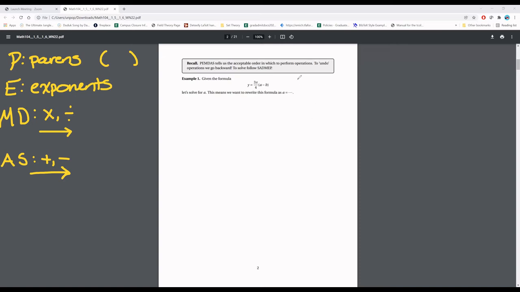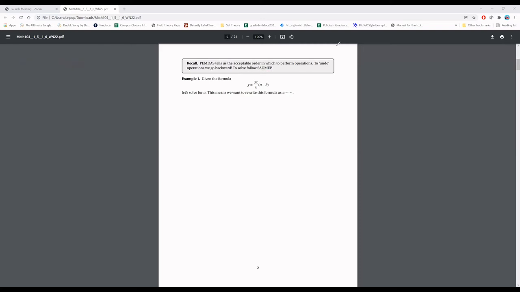We're not evaluating in this case, we're asked to solve. To solve, we are undoing. So actually, we go backwards. We take care of the addition and the subtraction first, then multiplication, division, then exponents, then parentheses. So let's try it. Let's solve this formula.